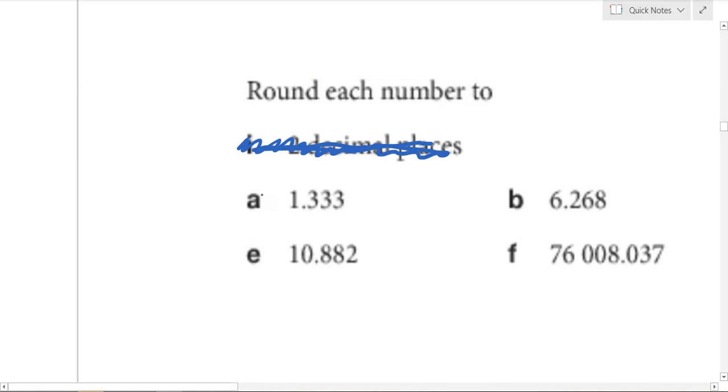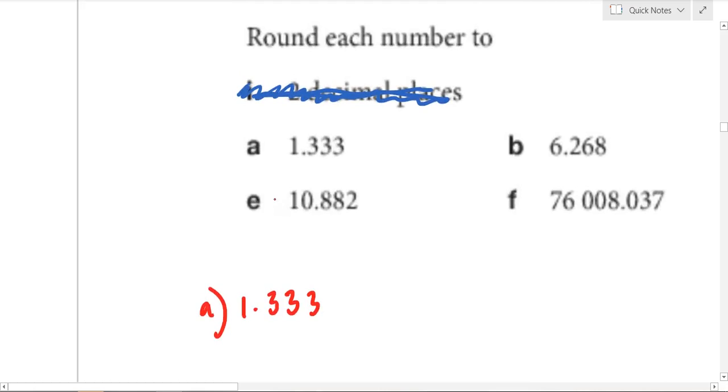All right, let's look at A. I'm going to look at A here, 1.333. Let's see. Tori, can you tell me? If I look at this decimal number here, and I want to round it to 2 significant figures, which means I want to focus on 2 important numbers, what are the 2 important numbers here?